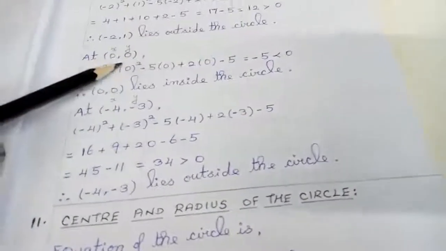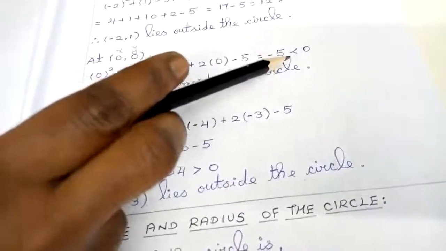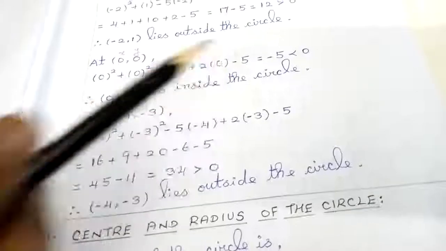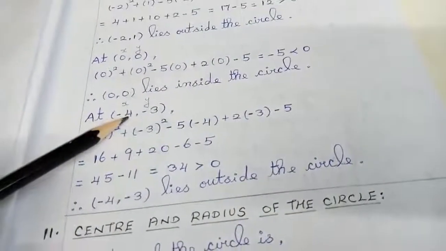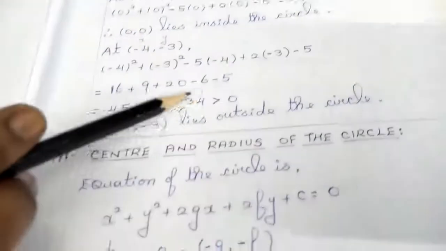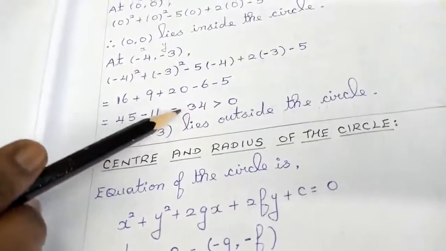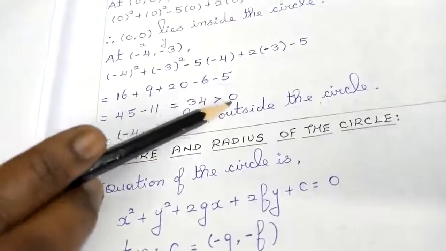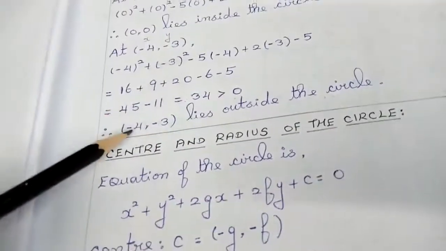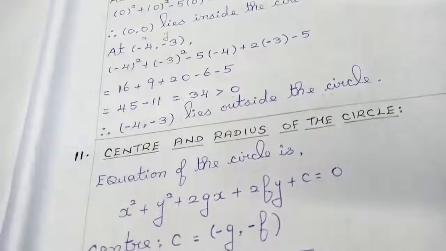Similarly, for (0, 0) I am getting the answer as a negative value. Less than 0 means it lies inside the circle. Similarly, for the last point, after substituting, you are going to get the answer as positive, that is 34. The number is not important, I am just going to see the sign. Positive, greater than 0, means (-4, -3) lies outside the circle.